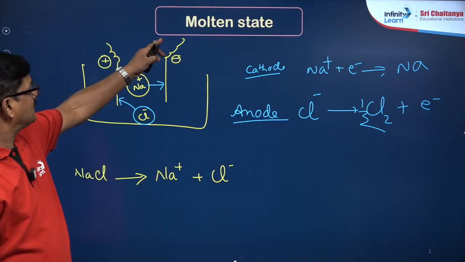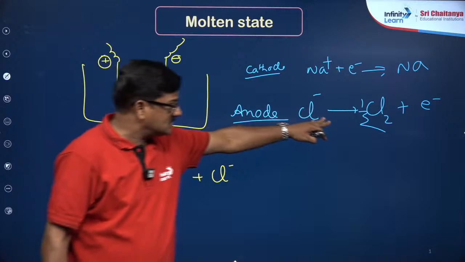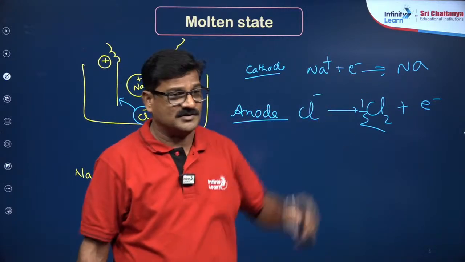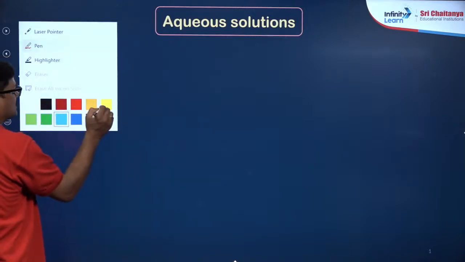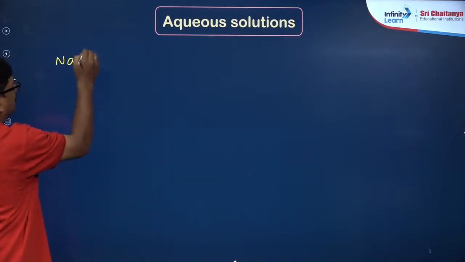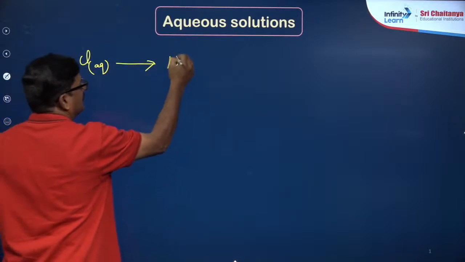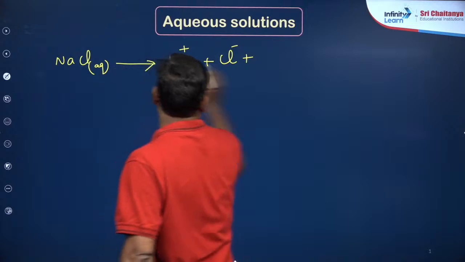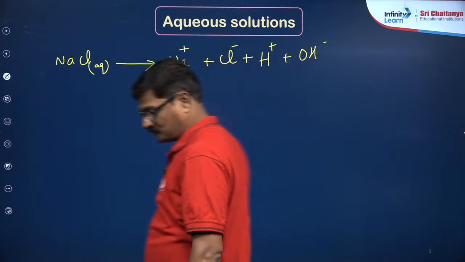So when the molten state of sodium chloride is electrolyzed, chlorine gas is at the anode, and sodium metal is deposited at the cathode. If we talk about an aqueous solution, how will this happen? What ions are present in aqueous NaCl? Na plus, Cl minus, and since it is aqueous, H plus and OH minus.